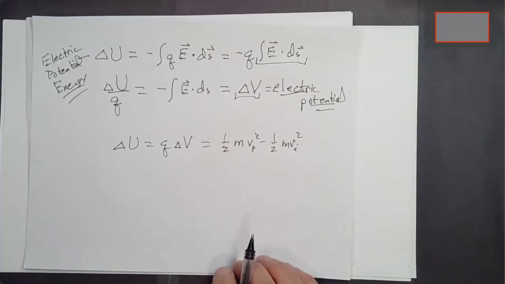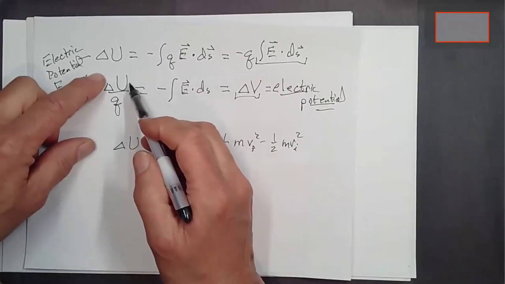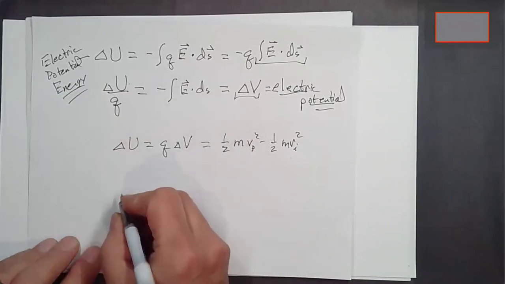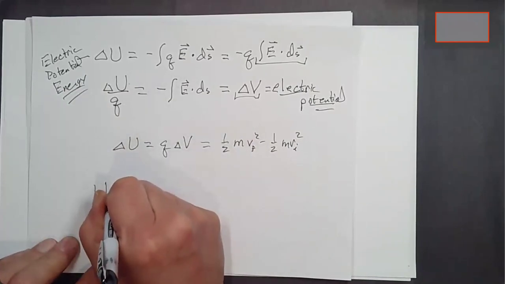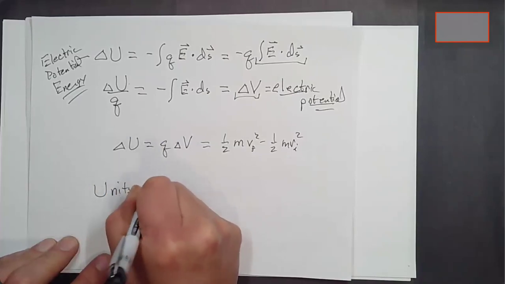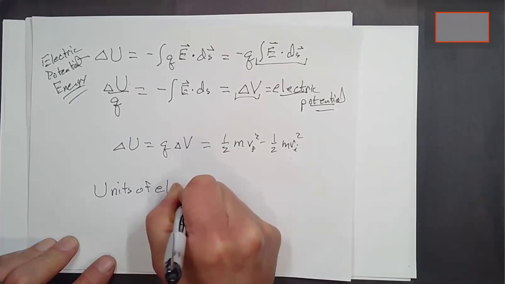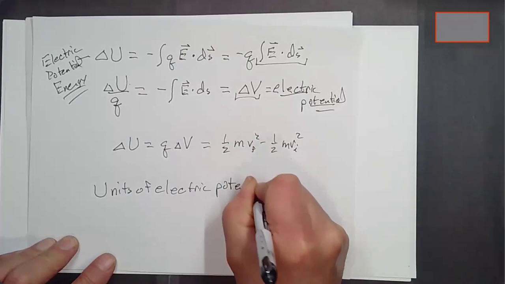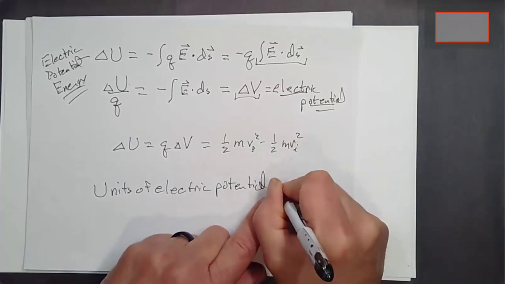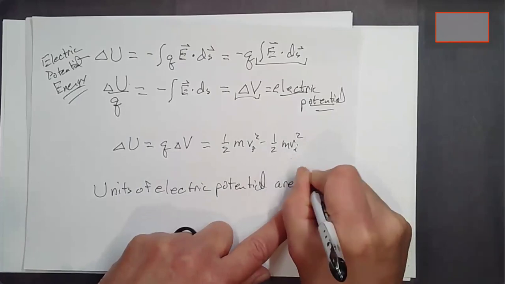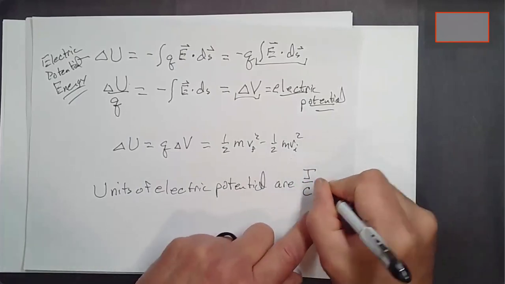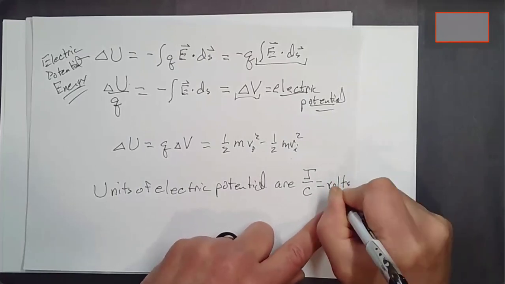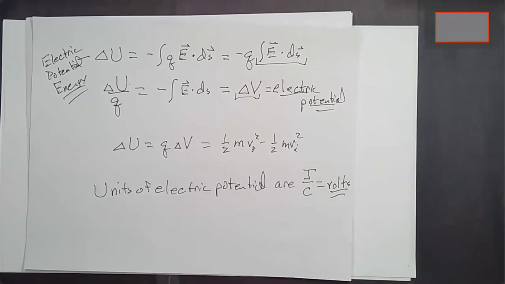Now, what about units? Okay, this is going to be joules up here. Charges we're going to measure in coulombs, and units of potential are joules per coulomb, and those are volts. That's where volts come from. You've heard of them lots.